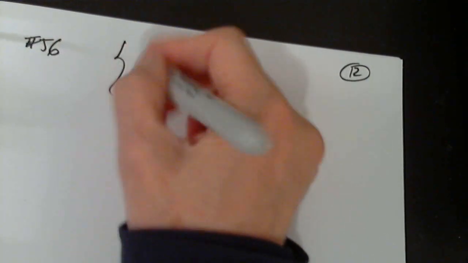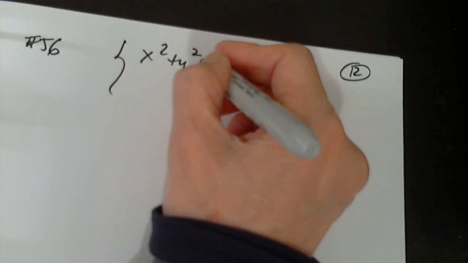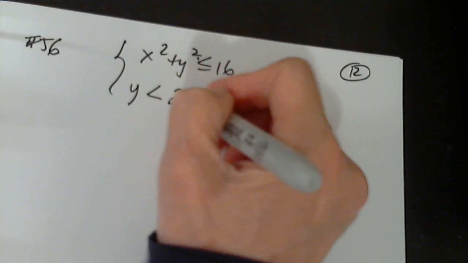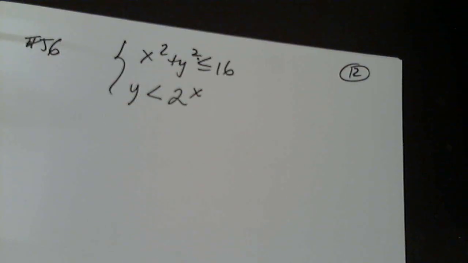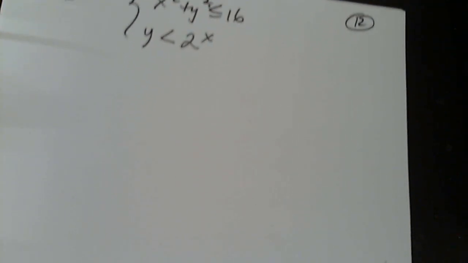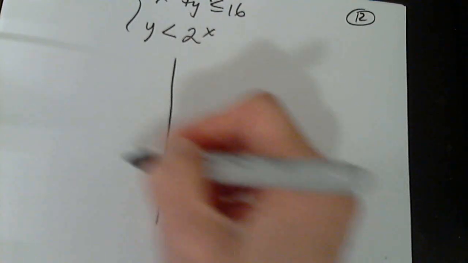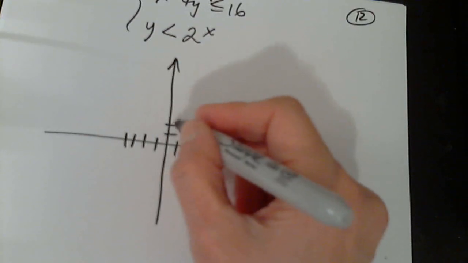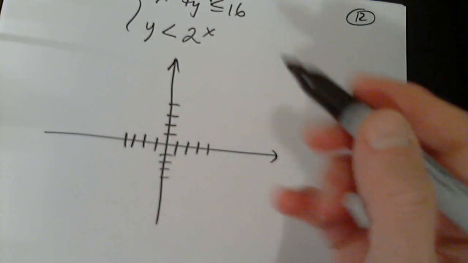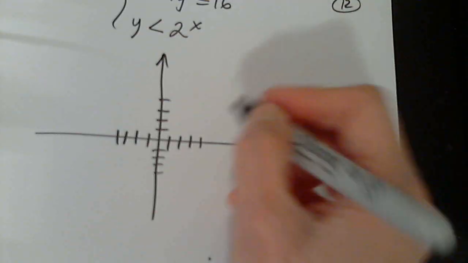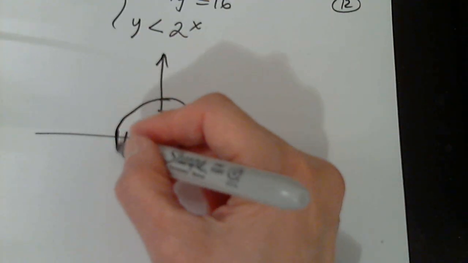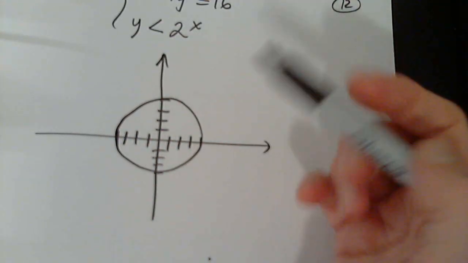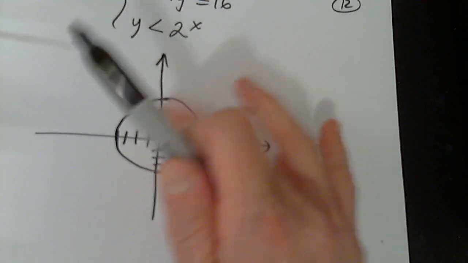Problem 56: x squared plus y squared is less than or equal to 16, and y is less than 2 to the x. We already know that the first one is a circle, with its center at the origin and radius 4. It's a solid circle, so I'm going to graph it. This is the circle. It divides the plane into two regions, the inner and the outer.